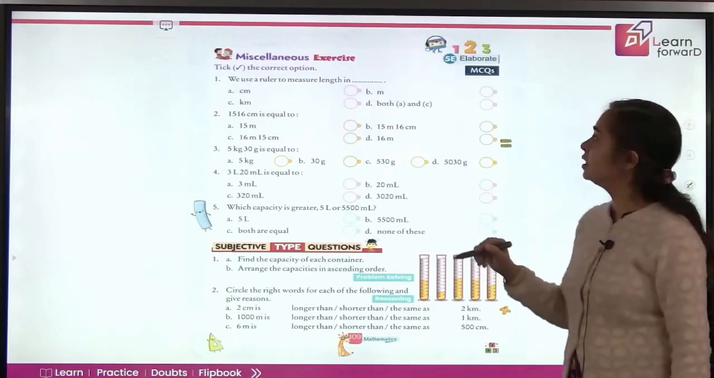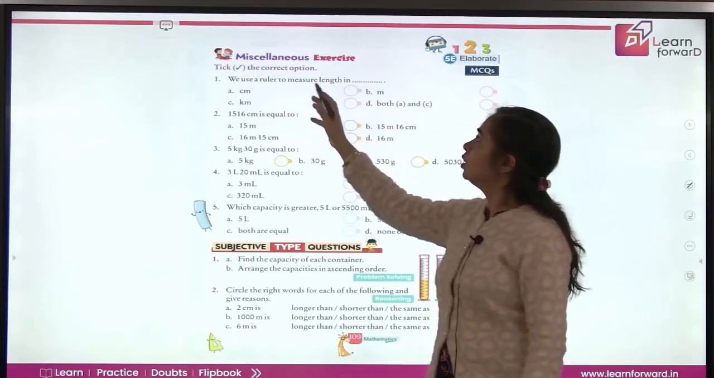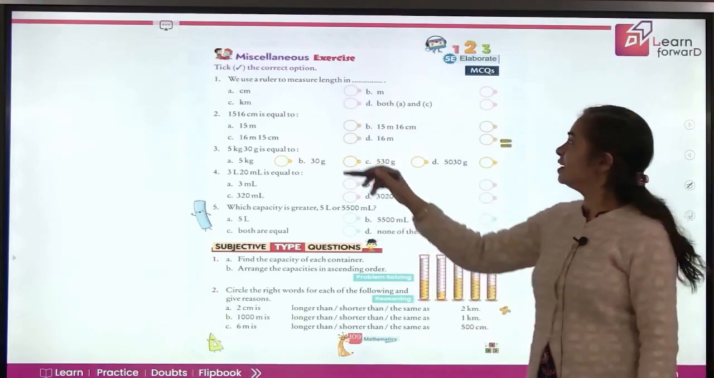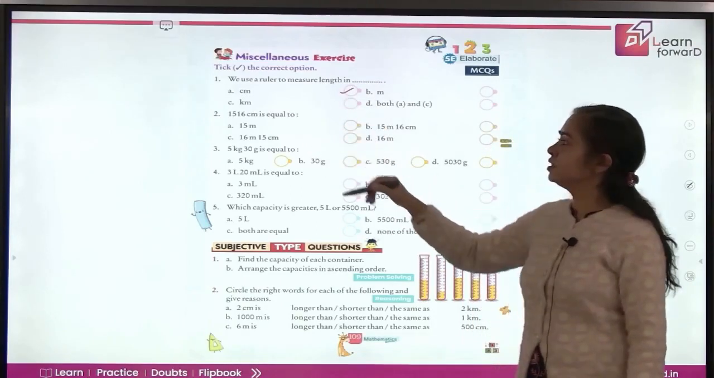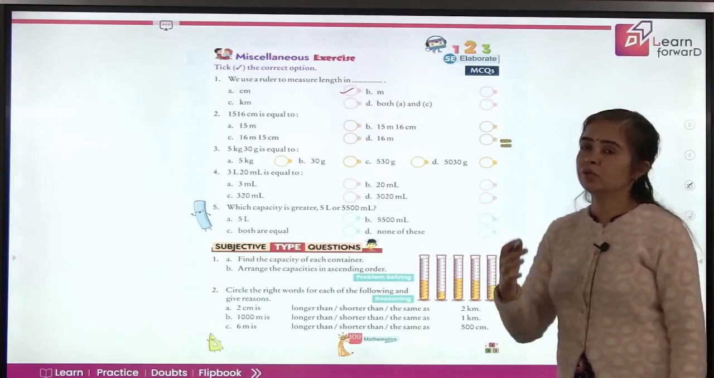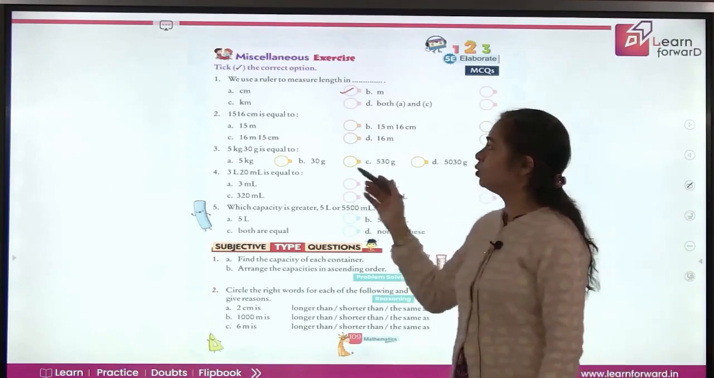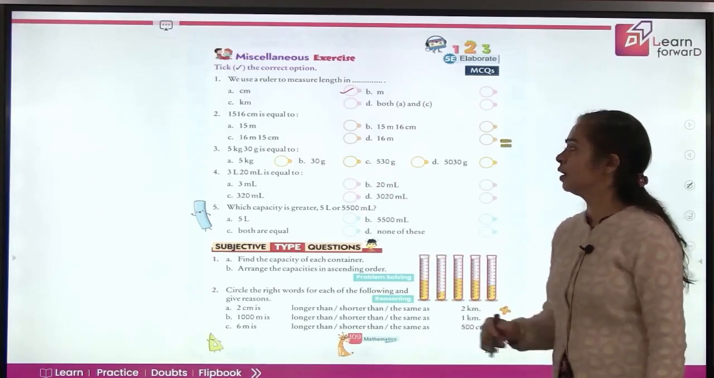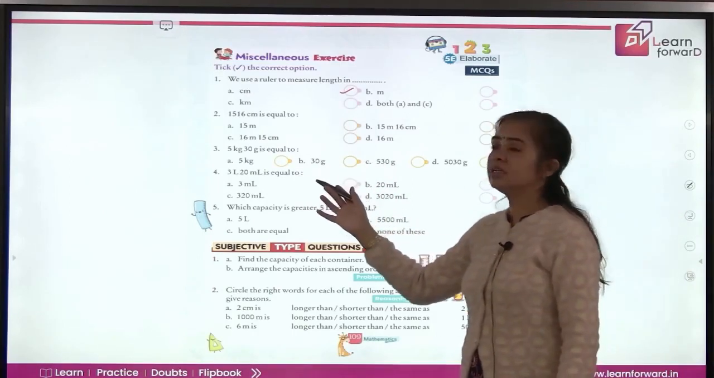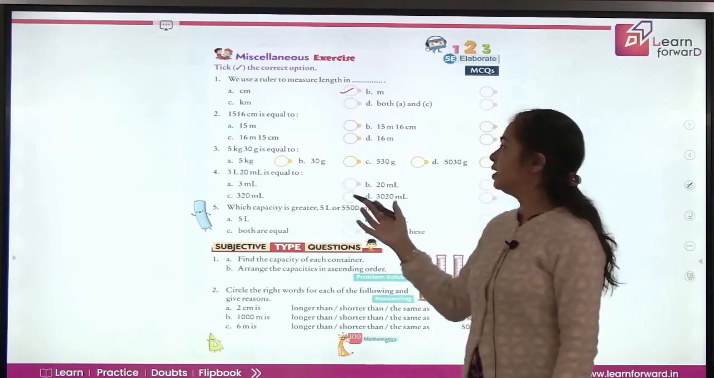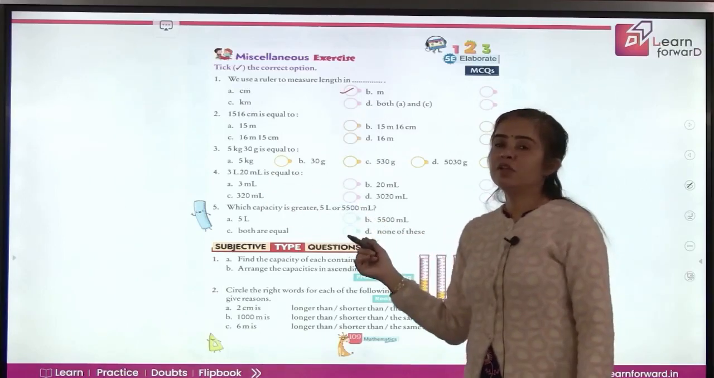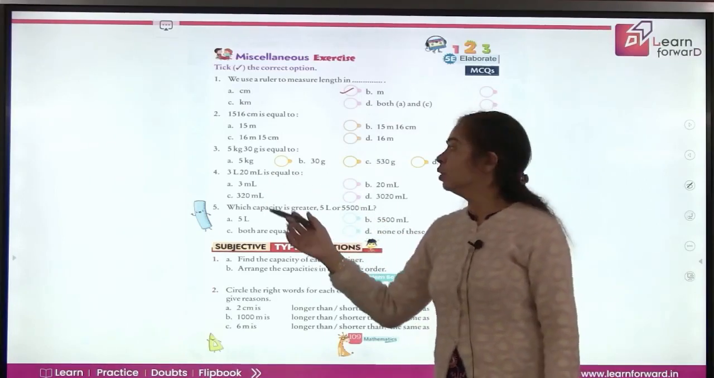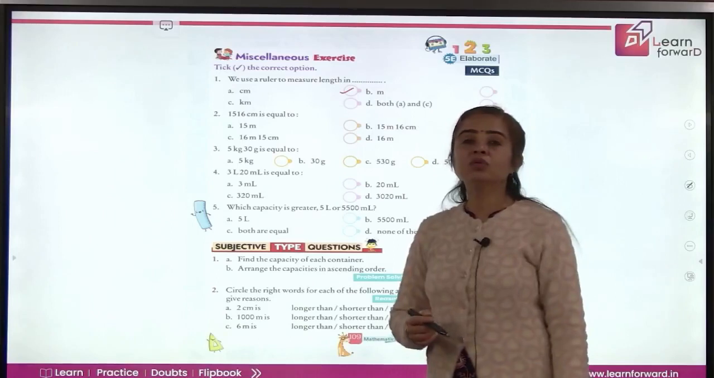You have miscellaneous exercise. We use a ruler to measure length in centimeters. This much centimeter is equal to, you can do it yourself now. We have done so many questions. Here also conversion of kilograms, grams into grams. This is milliliters, liters into milliliters again. Now remember, if you want to do oral conversions, 1 liter is equal to 1000 milliliters.